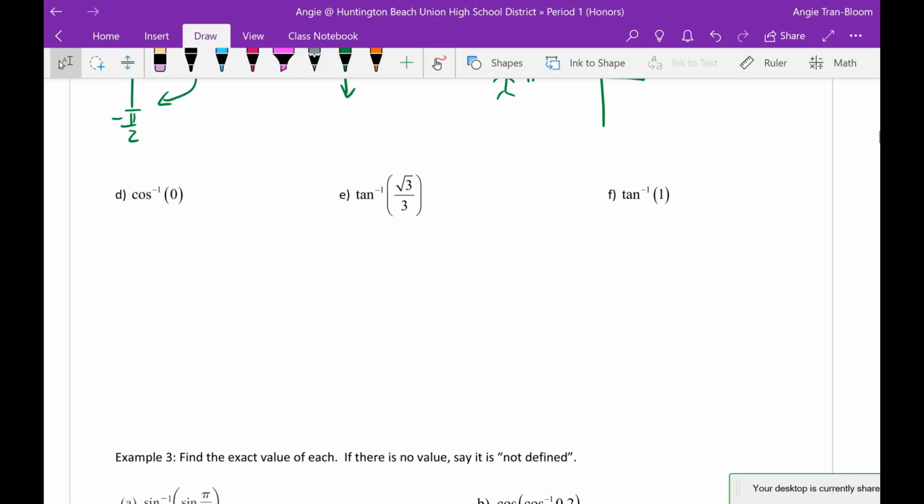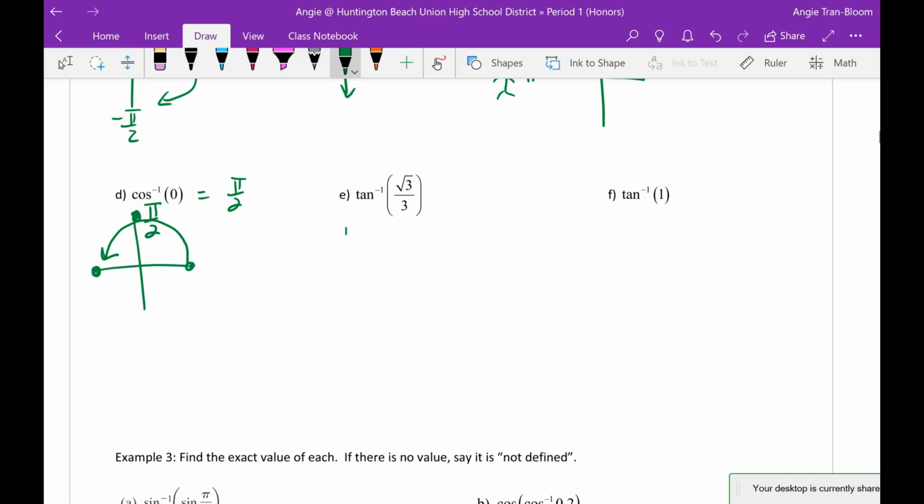All right, here we go. D. Ready? Yeah. D. What did you guys get? Pi over 2. Okay. Cosine inverse is restricted again over here. Okay, it's 0. So these are usually the ones that are either 1 or 0. So this one's going to be pi over 2 for cosine.